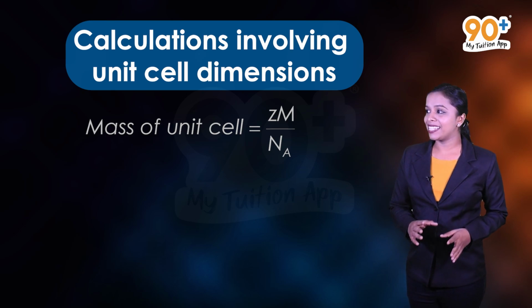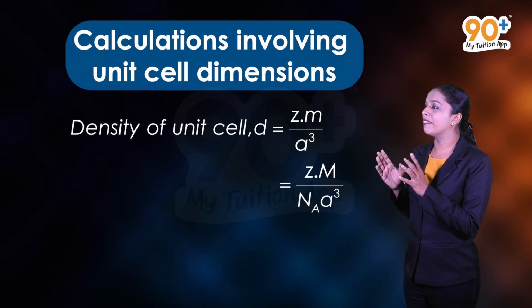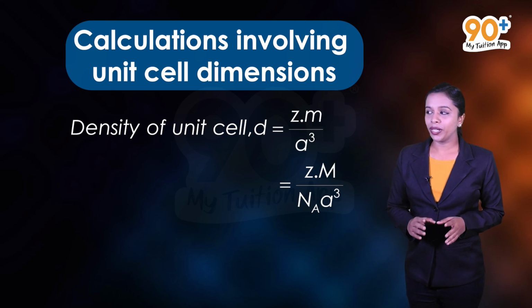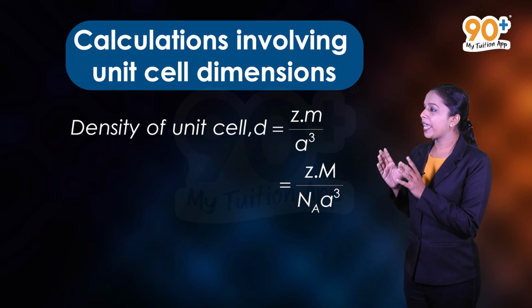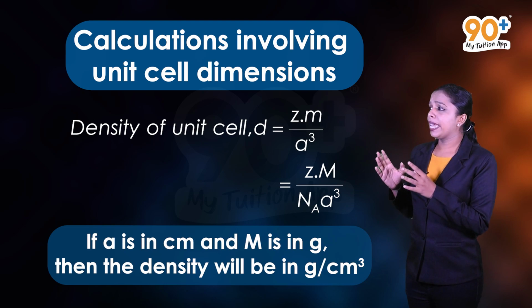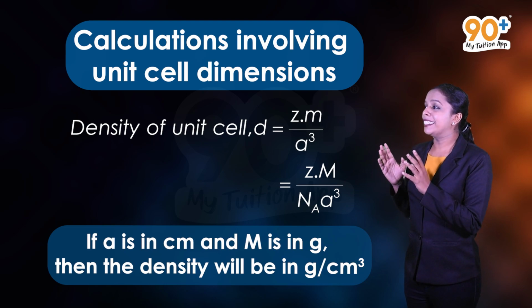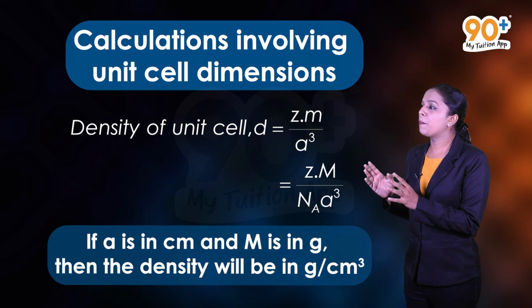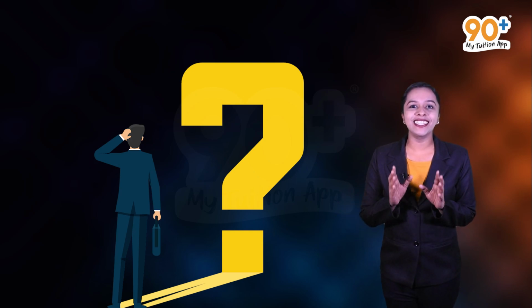Thus, we can say that the density of the unit cell, small d, is equal to Z into small m divided by a cube, or d is equal to Z into capital M divided by Na into a cube. If a is in centimeter and M is in gram, then the density will be in gram per centimeter cube. Okay friends, now it is problem time. Let's go to the first problem.